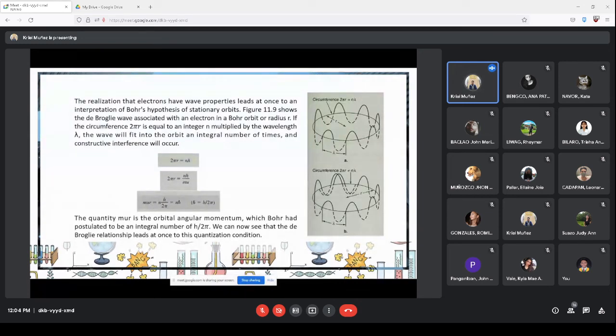Actually, class, tama naman yung naging assumption ni Bohr. Ang naging problem lang is, hindi niya kayang maipaliwanag, at ang ginamit niya is just naikot lang yung electrons natin at hindi siya wave. So yun yung reason kung bakit nagkaroon siya ng mga shortcomings. Pero tama yung kanyang assumption that indeed the angular momentum is equal to nh bar or nh over 2 pi. Okay, so isang complete na revolution na allowed. Okay, so yung revolution is allowed yung circumference niya. Okay, we can now see that the de Broglie relationship leads at once to this quantization condition.